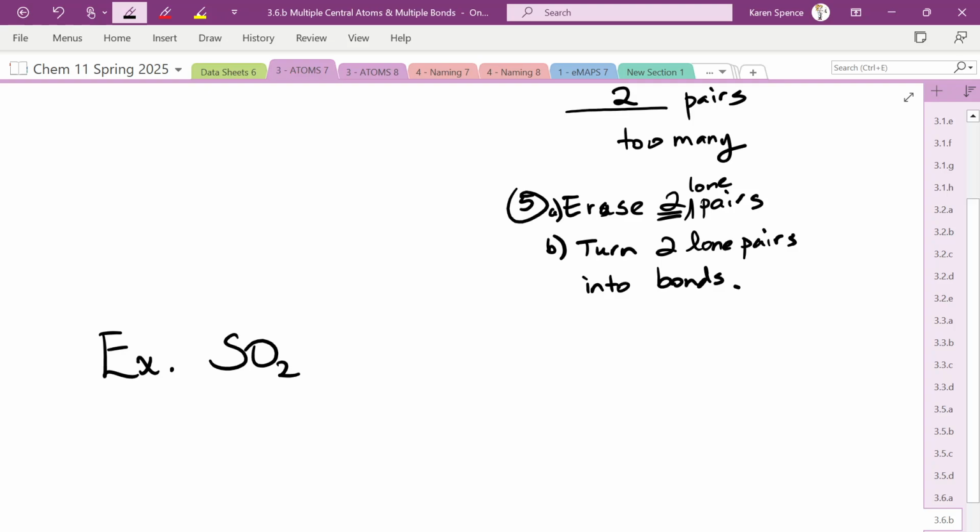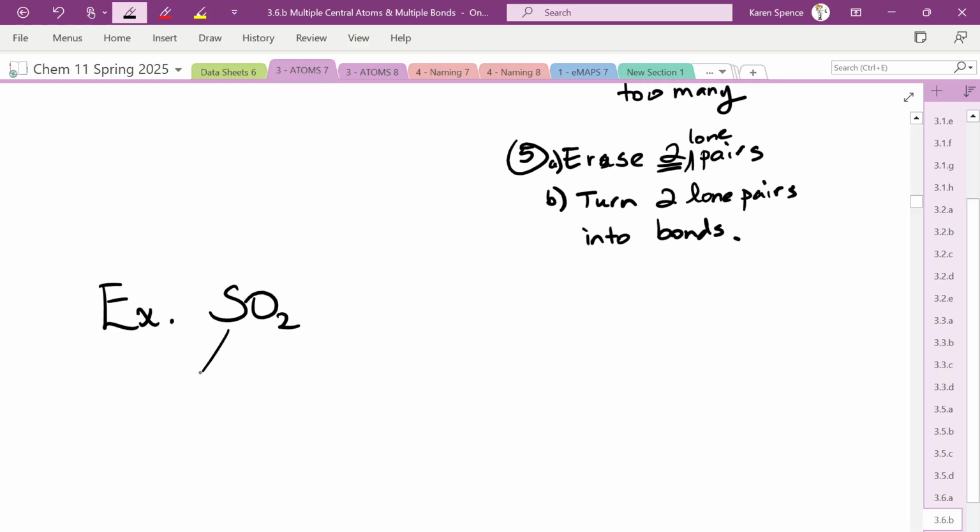Okay, how many valence electrons do we have? Sulfur has 6. Oxygen, we have 2 times 6. So hopefully you all got 18 valence electrons. Who should go in the middle of the skeleton structure? Sulfur. Whoever's further to the left, whoever's the singleton, should go in the middle. So there's our S, O, O.